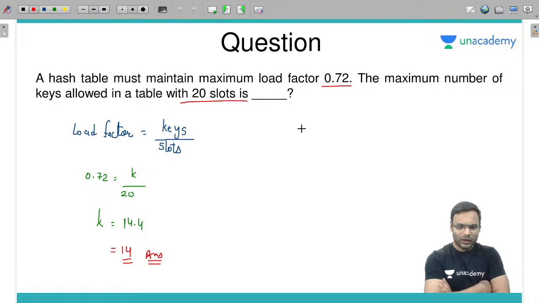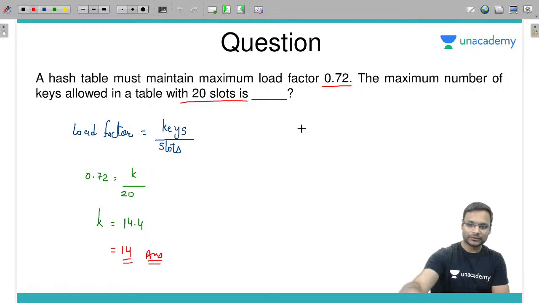A query is, what is the 1.44 formula? Nothing, Rajesh, it's fine. Nothing.